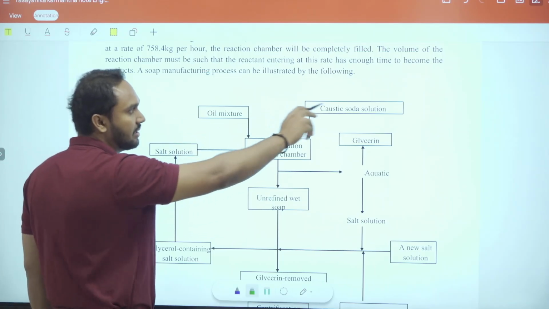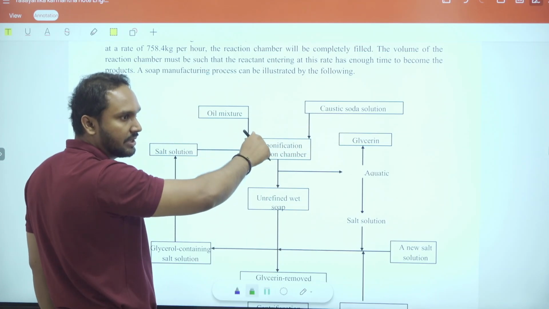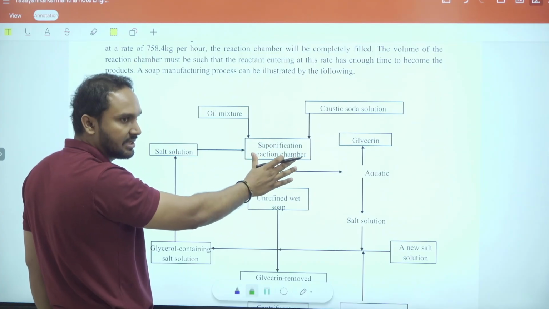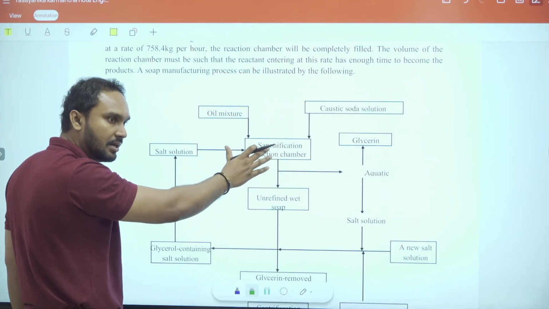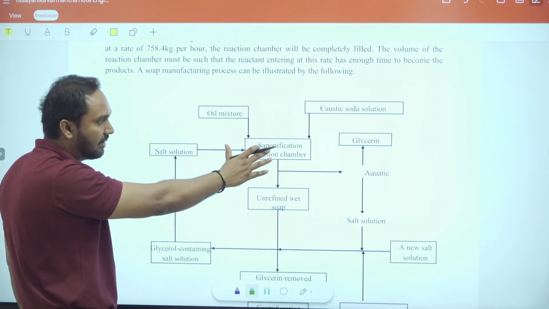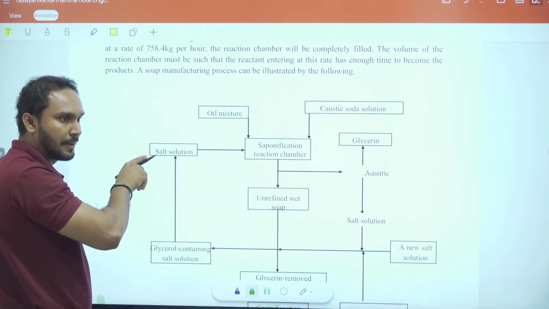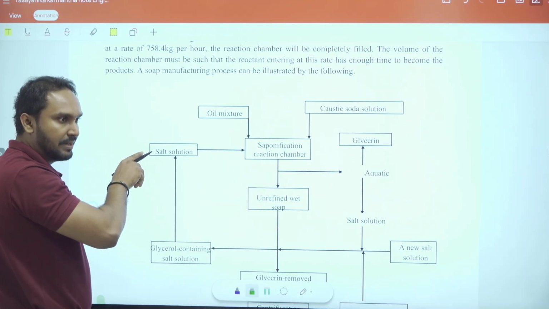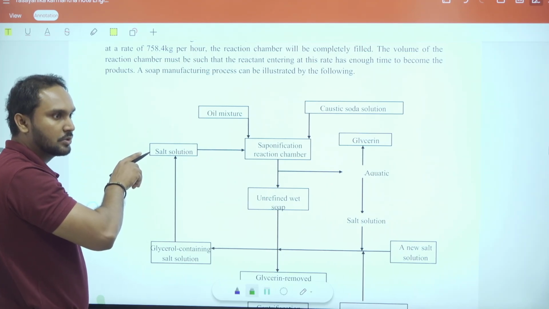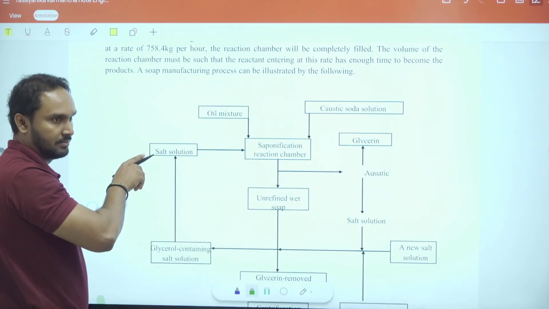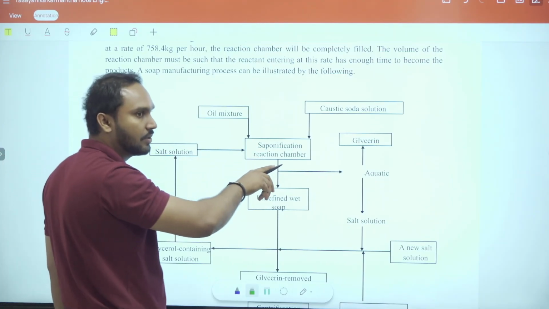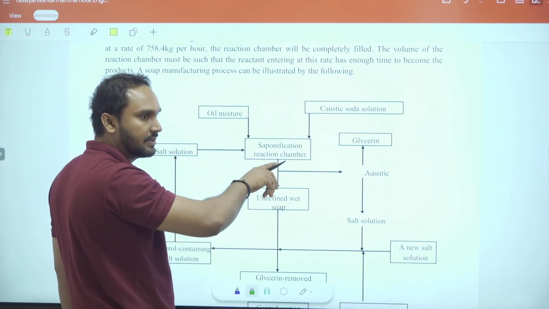So the oil mixture and the caustic soda is added to the reaction chamber. So the saponification reaction occurs. That means the soap is produced here, right? And while the soap is producing, we are adding a salt solution. What for? To make the soap more solidified or hardened, because it will be dissolved in the water after the reaction, right?